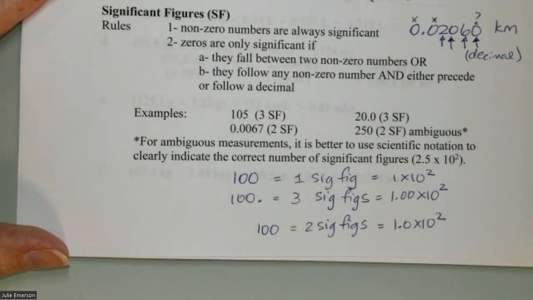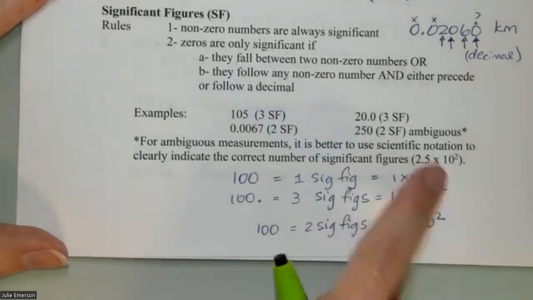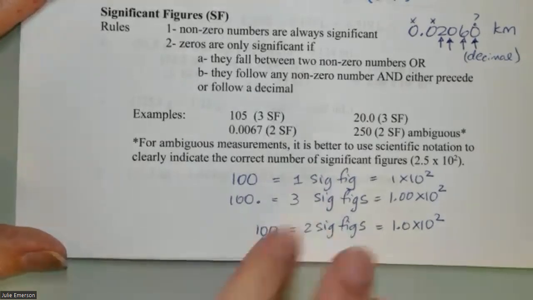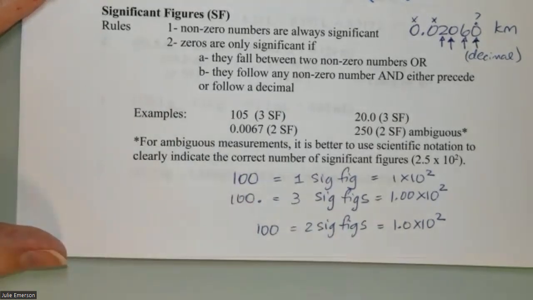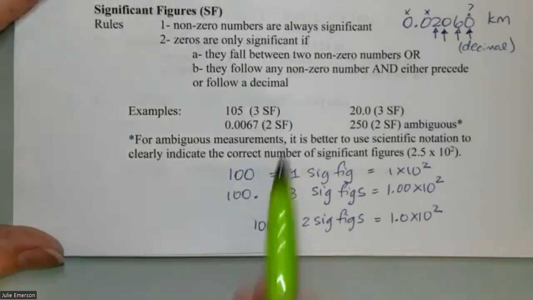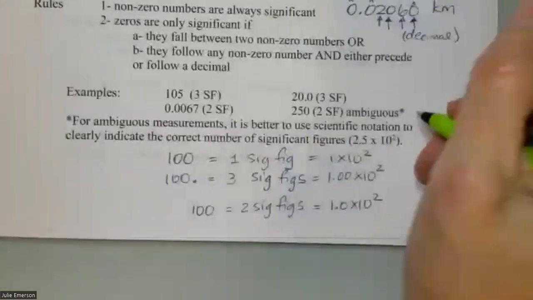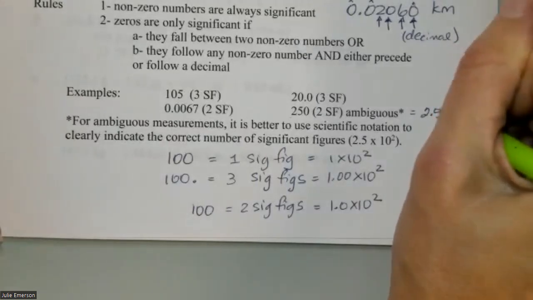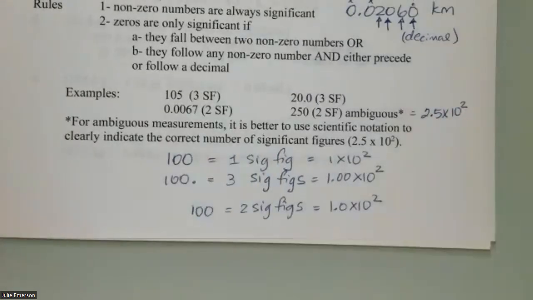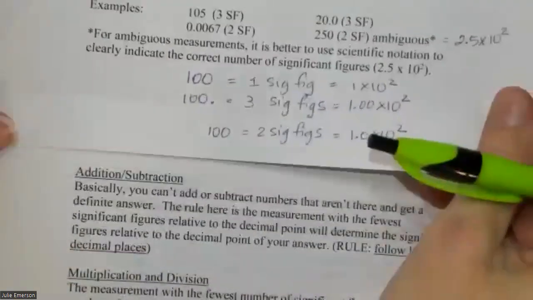A lot of books, including Tro, the one that we have now, want you to use scientific notation, because they say this decimal thing is a little ambiguous. So 250, if I want it to be clear that it's only 2 significant figures, would be 2.5 times 10 to the 2. All right. I don't mind the decimal rule. I think it works fine.